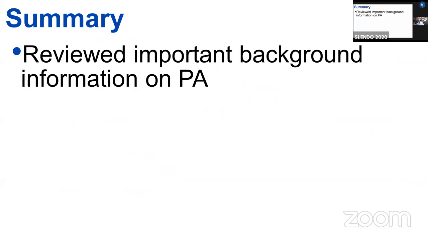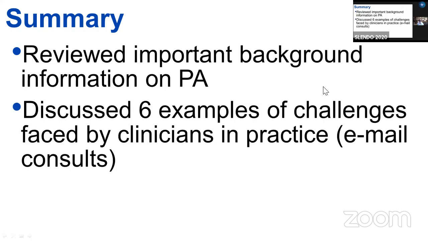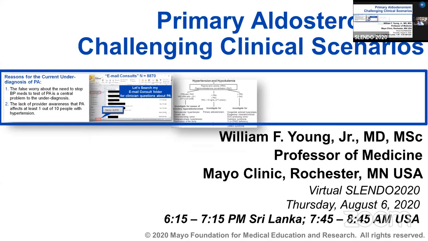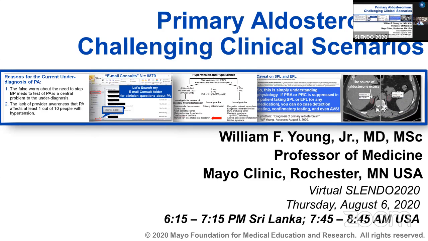So to summarize this presentation, I started by reviewing important background information on primary aldosteronism and moved on to 6 emails that I've received that represent challenges that clinicians face in practice in testing and treating patients who have primary aldosteronism. And finally, I reviewed what I considered a challenging case of my own from last month. And with that, I'm going to conclude my presentation, and I'd be happy to answer any questions you may have. Thank you.